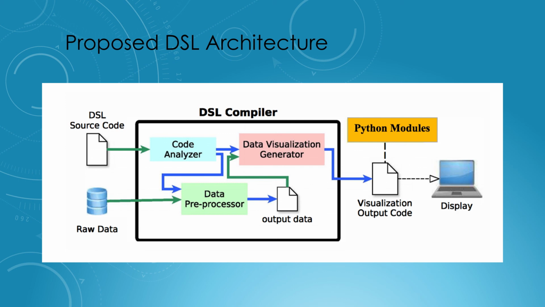Here's the proposed DSL architecture. As a user, you will create source code, and the source code will run against the DSL compiler. The compiler has a code analyzer, which will check all the syntax. Based on the syntax, it will do the data pre-processing. For that, it will use raw data, and based on the pre-processing logic, it will generate output data. The output data will most likely be a multi-dimensional array. Based on that output, you will use different Python modules and libraries to visualize this data.